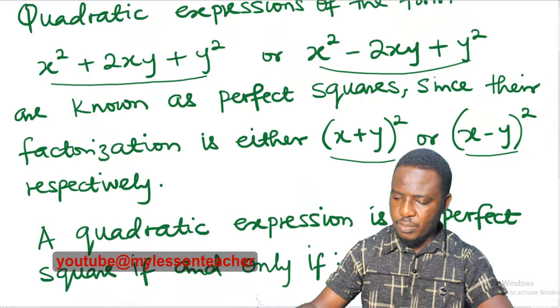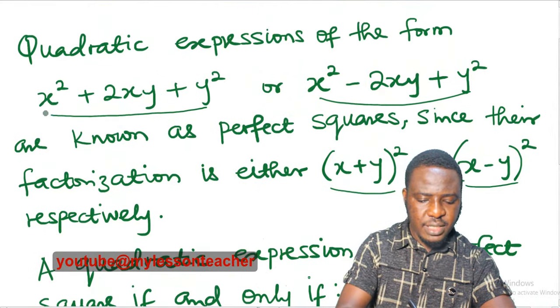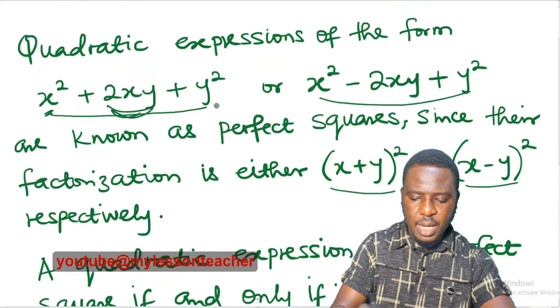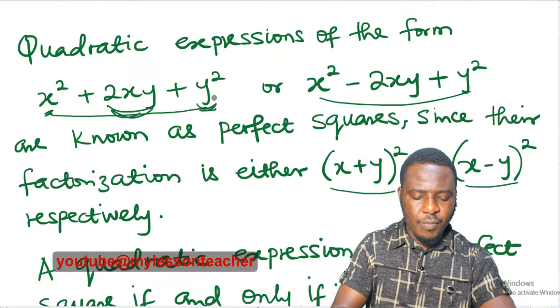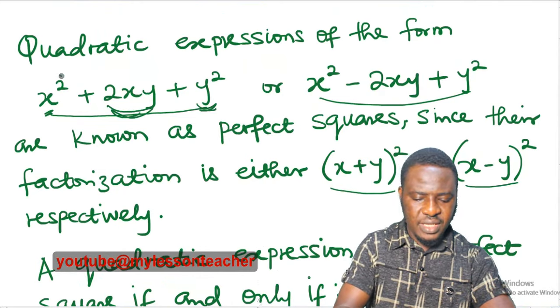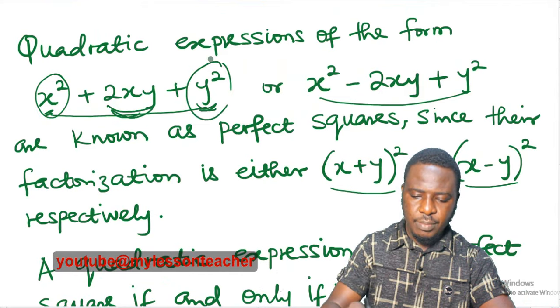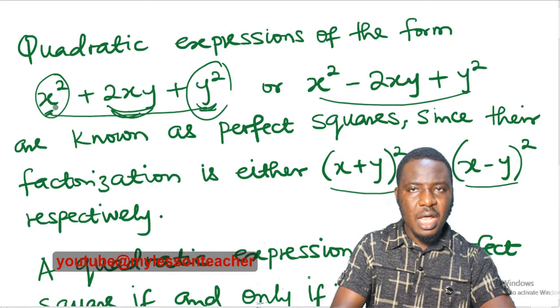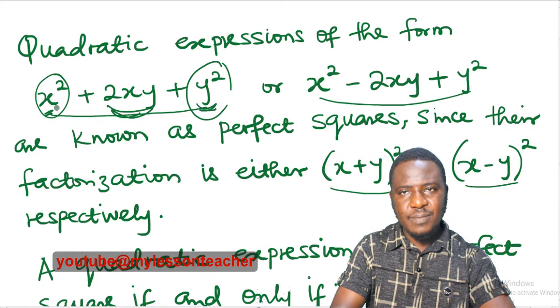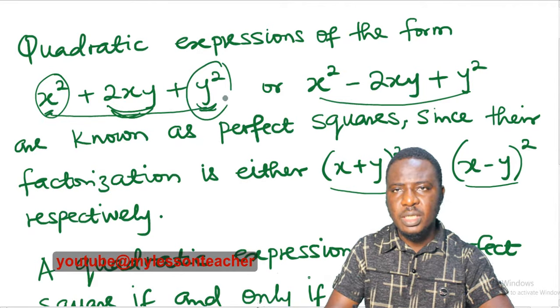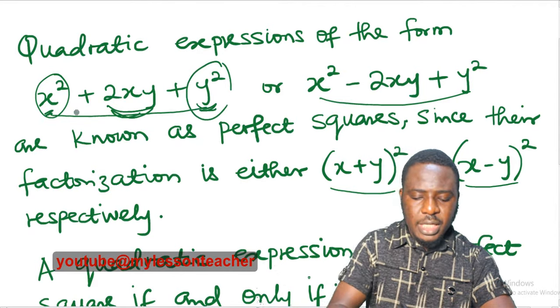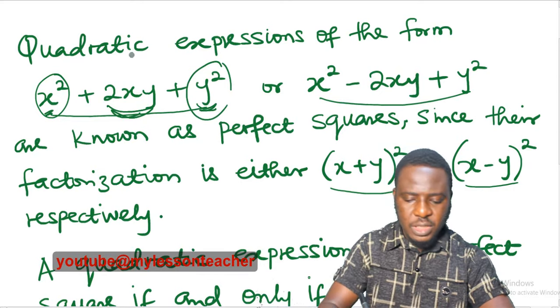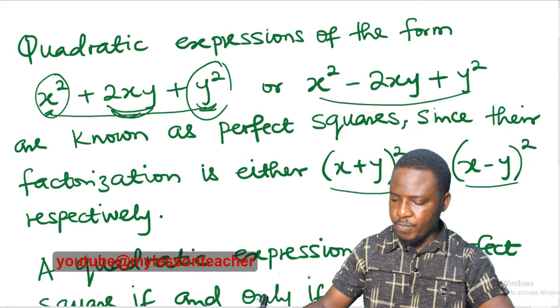Let's look at this, for example. This is the first term, this is the second term, and this is the third term. Now, the first rule or condition is that the first term and the last term must be a perfect square. And yes, they are perfect squares because the square root of x squared is x, which is also a whole number, and the square root of y squared is y. So it meets the first condition for this expression to be a perfect square.